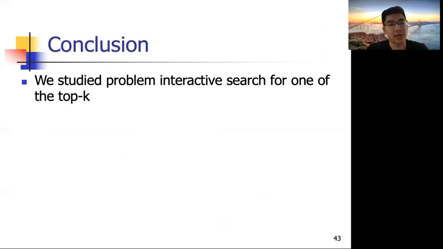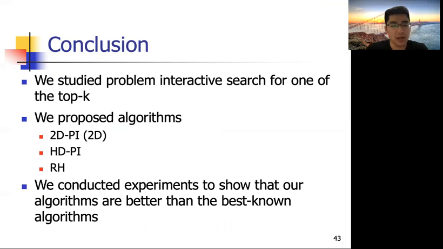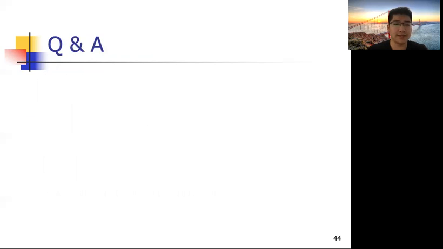In conclusion, we studied the problem of interactive search for one of the top k. We proposed algorithm 2D-PI, which works when there are two attributes, and algorithms HD-PI and RH. Finally, we conducted experiments to show that our algorithms are better than the best known existing algorithms. Thank you very much.